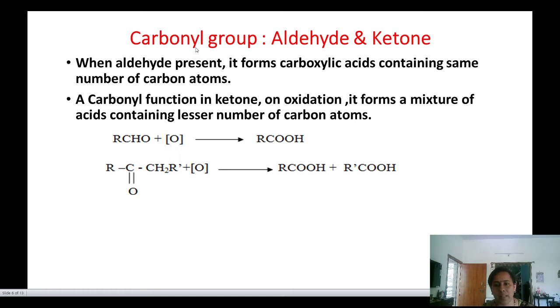Next, we determine whether the carbonyl group is an aldehyde or a ketone. The simple thing is that when the compound contains an aldehyde group, on oxidation it forms a carboxylic acid containing the same number of carbon atoms. This cannot happen in the case of a ketone, because a ketone on oxidation forms a mixture of acids containing a lesser number of carbon atoms. For example, see the reaction. This is an aldehyde. On oxidation, it gives rise to a carboxylic acid. This is a ketone. On oxidation, it gives rise to a mixture of different carboxylic acids.